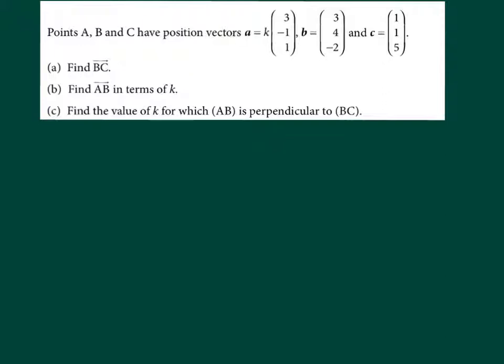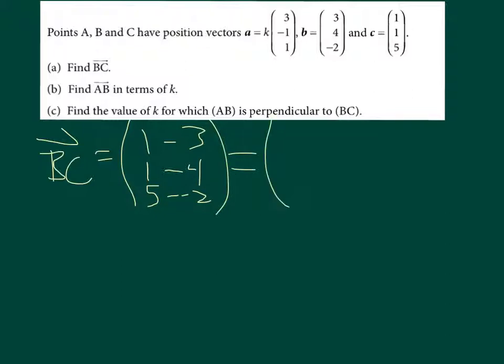Second and final example, points A, B, and C have the following position vectors. Here's vector A, so it's a scalar times 3, negative 1, 1. B is here, C is here. Find vector BC. Okay, so remember, vector BC is going to be the terminal point minus the initial point. So BC is going to be C minus B. So 1 minus 3, 1 minus 4, 5 minus negative 2. So BC is going to be negative 2, negative 3, 7.